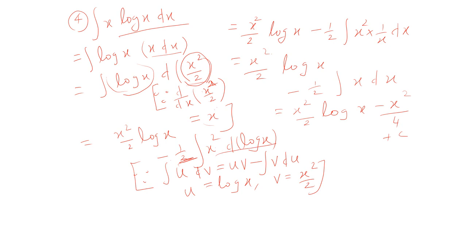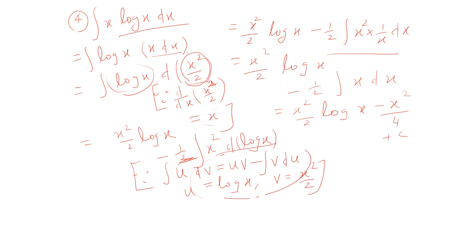Now write the reason over here. What is my u? What is my v? Write the formula of integration by parts. Now I mean to say x square by 2 log x minus half into integral x square into 1 by x dx. Derivative of log x is 1 by x. Where x square by 2 log x minus half into integral x dx.